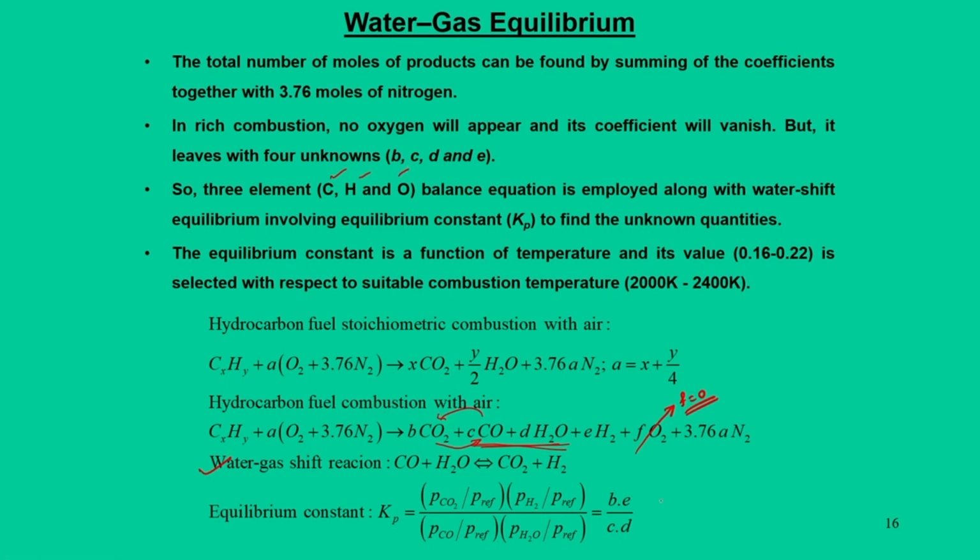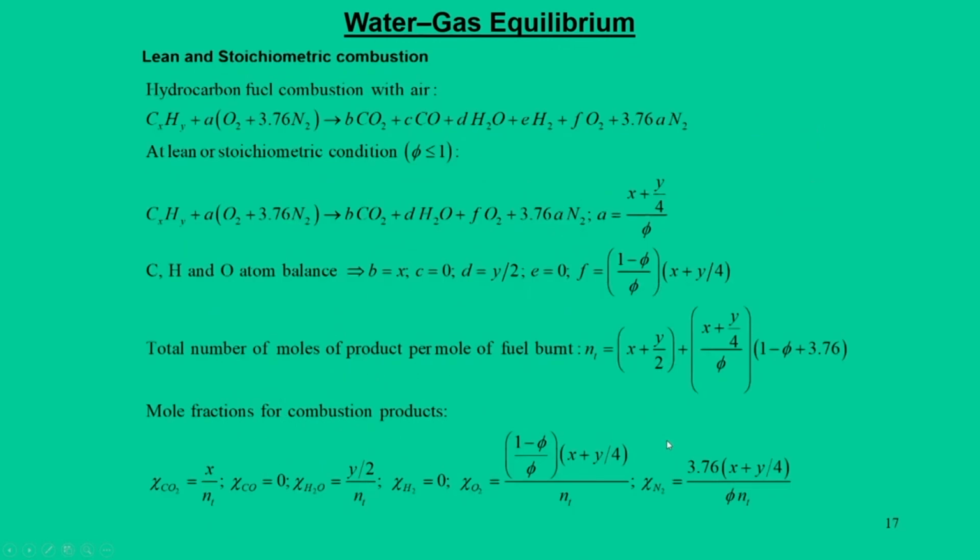Another equation we get through this equilibrium constant, which involves Kp is equal to B times E divided by C into D. Now, if you do this, what is going to happen? That we are going to see. This particular thing tells us that when the mixture is lean or stoichiometric, we do not require water shift reactions. The entire set of equations can be solved with respect to carbon, hydrogen and oxygen atom balance. So, we can find out these stoichiometric coefficients.